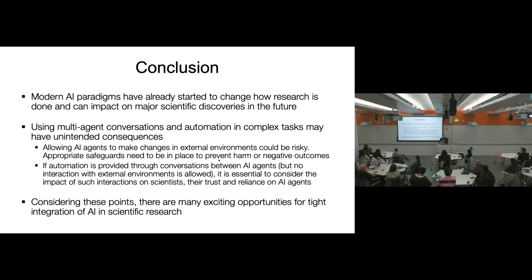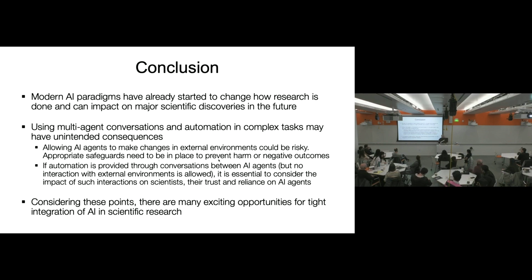For example, imagine developing an AI system that will be allowed to take certain actions in an external environment, in the real three-dimensional physical world, and that can be very risky. So we need to think about appropriate safeguards and what those would be. Even if AI agents are not allowed to make interactions within the physical environment, we must consider the impact that AI agents or AI scientists would have on human scientists, on their trust and their reliance on those agents when performing their everyday scientific activities.